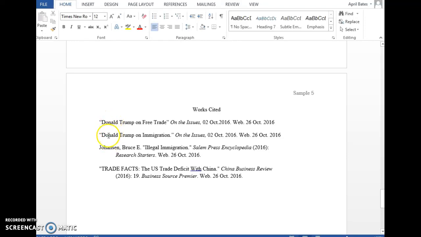So because these have the same word, 2 words, 3 words, you then go by the third word. So move along until you can find a word that's different. So F comes before I, so that's why this one goes first. And then it goes in alphabetical order from there. Notice it does have the words works cited up here, so I know this is my works cited page.